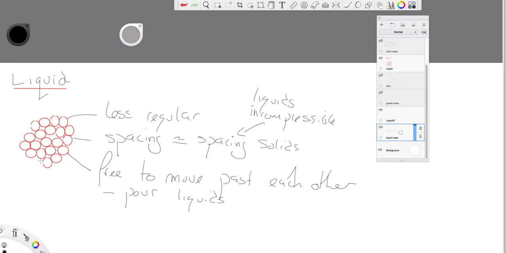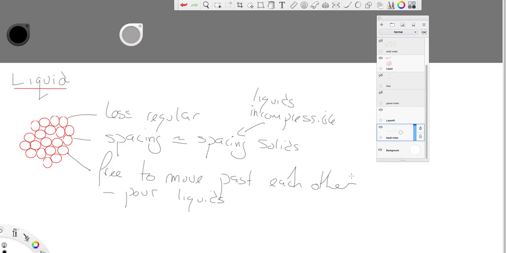Now, in order to get from a solid to a liquid, if you imagine taking solid water, ice, to get it from ice into water, you have to supply it with some energy. What you're doing is you're breaking the bonds. We'll come back to talk about specific heat capacity, specific latent heat a little later, but you have supplied thermal energy.